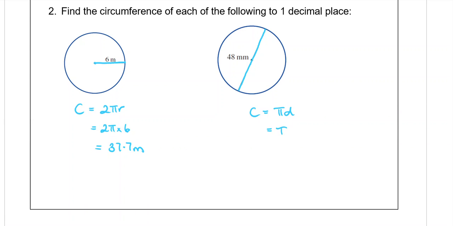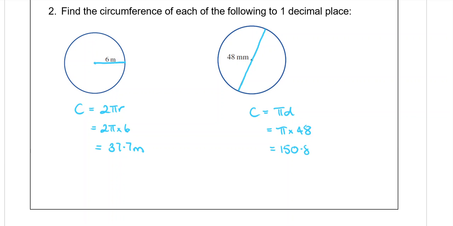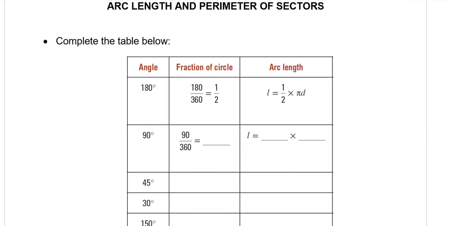Then we sub in on the second line that the diameter is 48. Pi times 48. Third line, we type in our calculator. Pi times 48 is 150 point, we have 79, so that will round it up to be 0.8 millimeters. Okay, so that's how we find the circumference, which is the perimeter of a whole circle. But what happens if we don't have a whole circle? What if we have half a circle or a quarter of a circle or some other strange portion of a circle? Let's see what we can do for these.